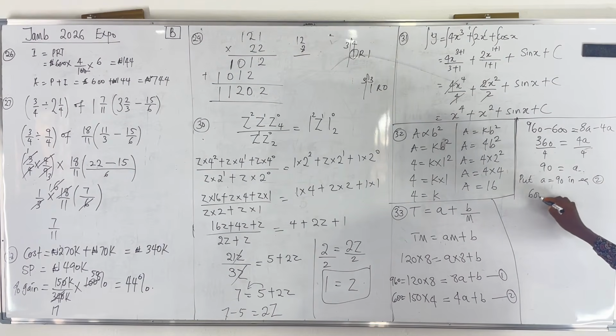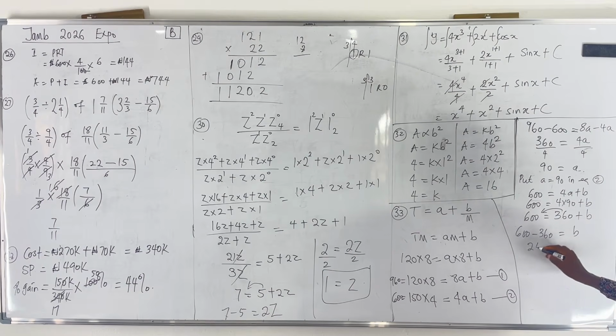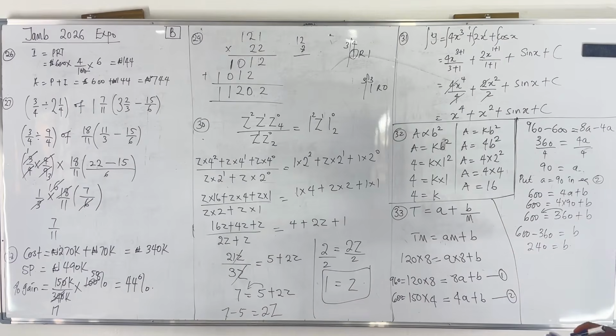So equation 2 is 600 equal 4a plus b. So this will be 600 equal 4 times 90 plus b. So this is 600 equal 4 times 90 is 360 plus b. Now I could take this 360 to the other side. So this will be 600 minus 360 equal to b. Now this should give 240 equal to b. And then we've found our constants a and b.